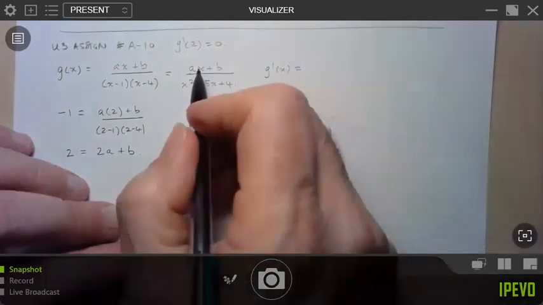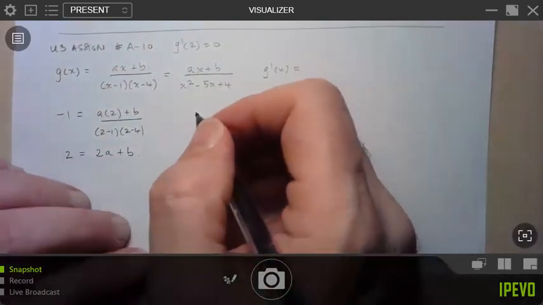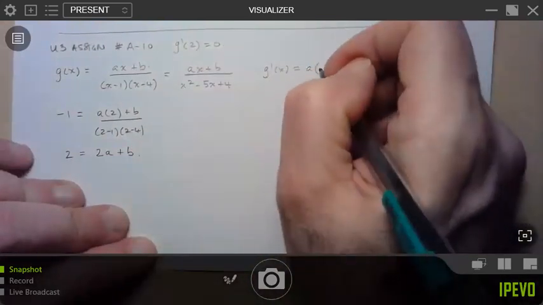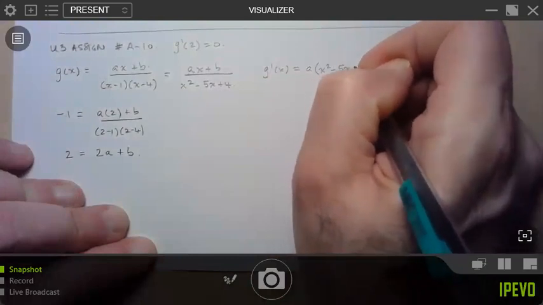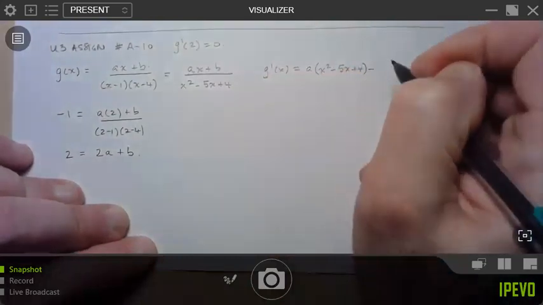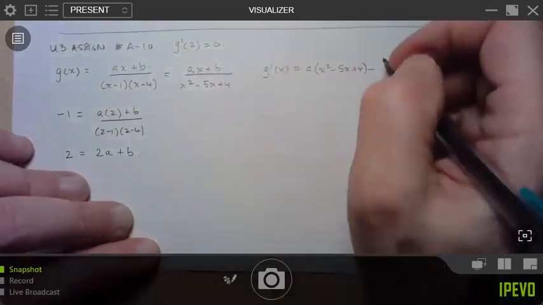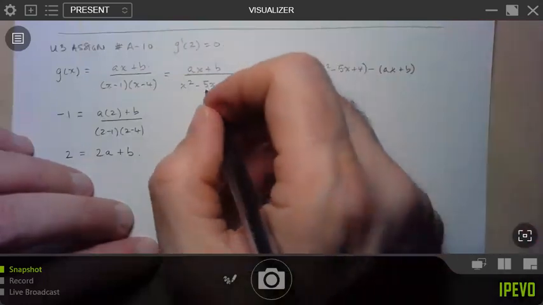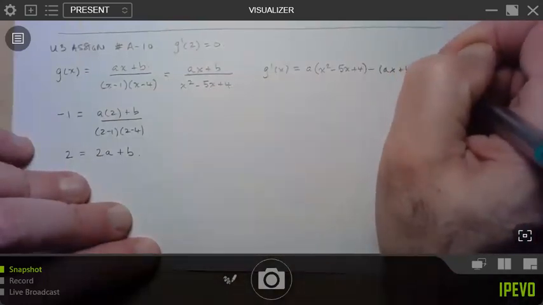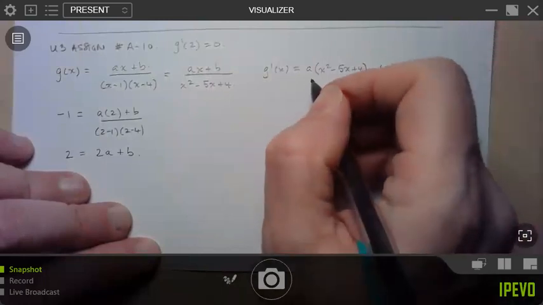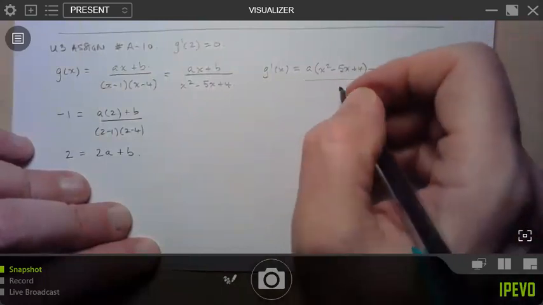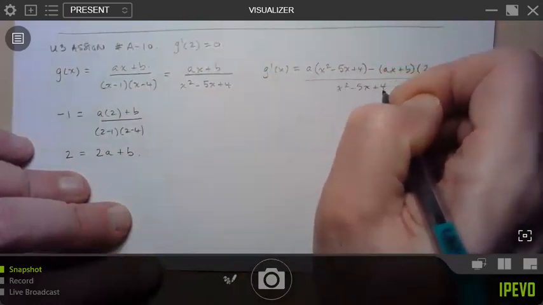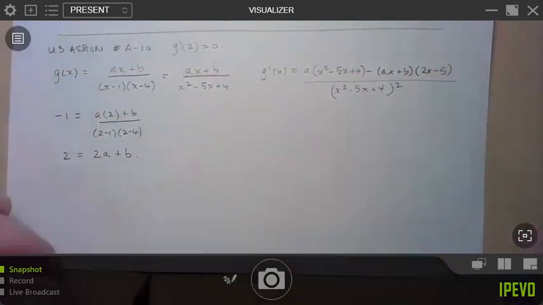The derivative of the numerator is just a. It's a constant times x, so it's a times x squared minus 5x plus 4, minus the numerator function ax plus b times the derivative of the denominator, which is 2x minus 5, all over the denominator squared. So x squared minus 5x plus 4 squared.